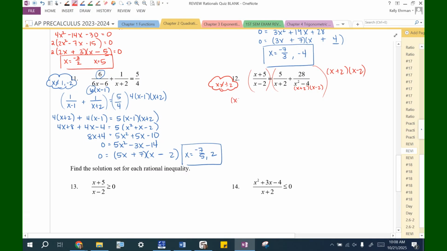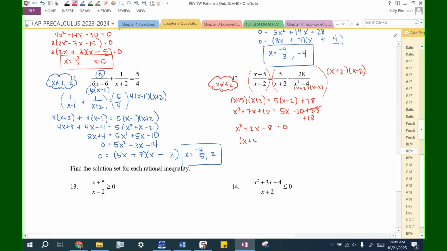You get x plus 5 times x plus 2 equals 5 times, now the x plus 2's cancel, so x minus 2, plus 28 because the x plus 2 minus 2 canceled. FOIL a bit. x squared plus 7x plus 10 equals distribute 5x minus 10 plus 28. How about we make that plus 18? Get this equal to 0 again. x squared plus 2x. If I subtract 18, I get minus 8 equals 0.